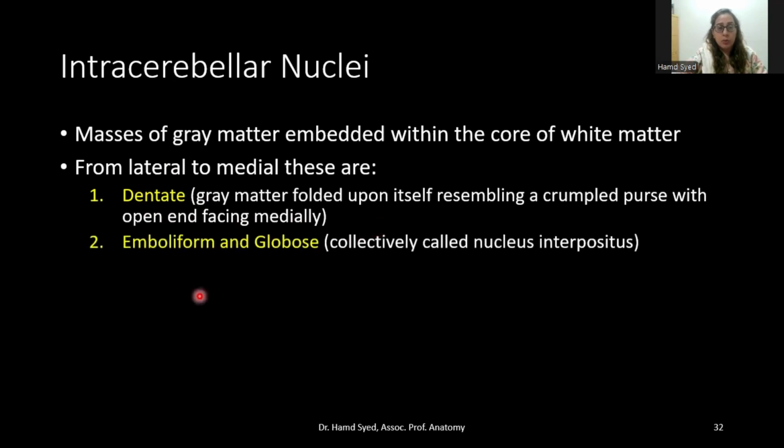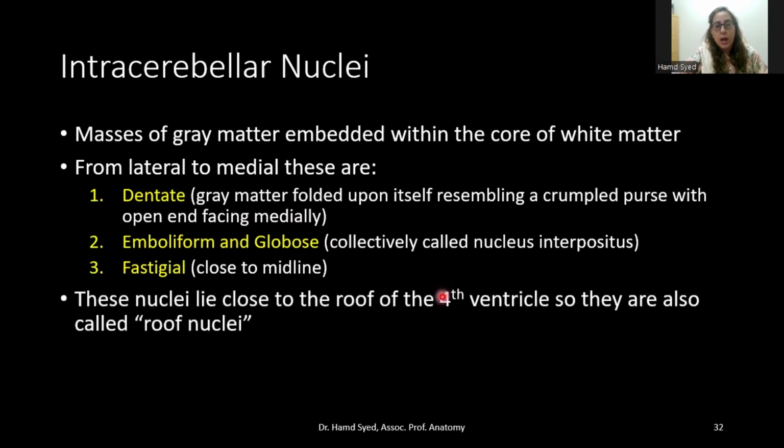And then are the emboliform and globose nuclei. These two can be collectively called the nucleus interpositus. And then the most medial one, which is close to the midline, is the fastigial nucleus. So these are the intracerebellar nuclei, and they are lying close to the roof of the fourth ventricle, so they're also called the roof nuclei.